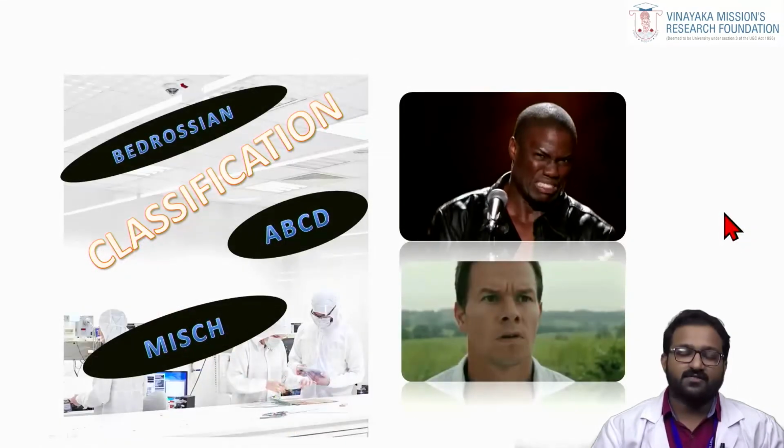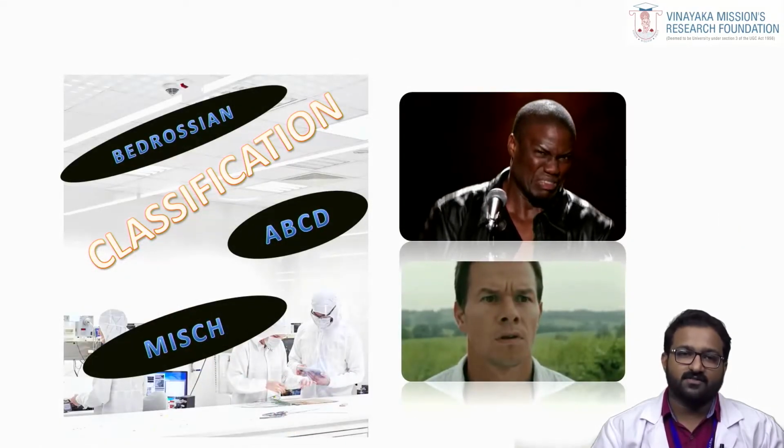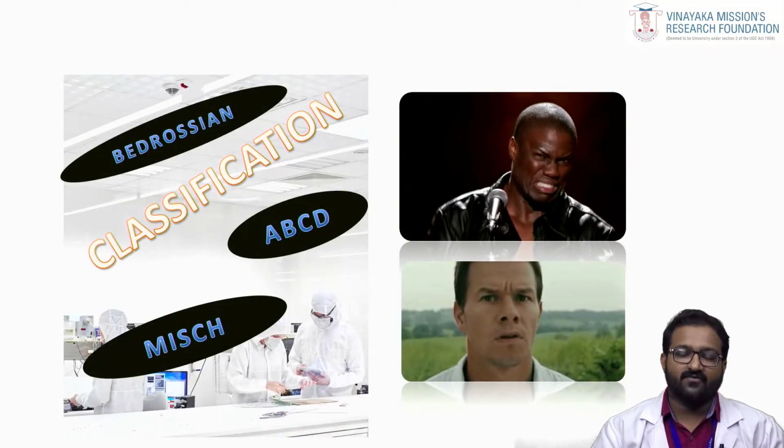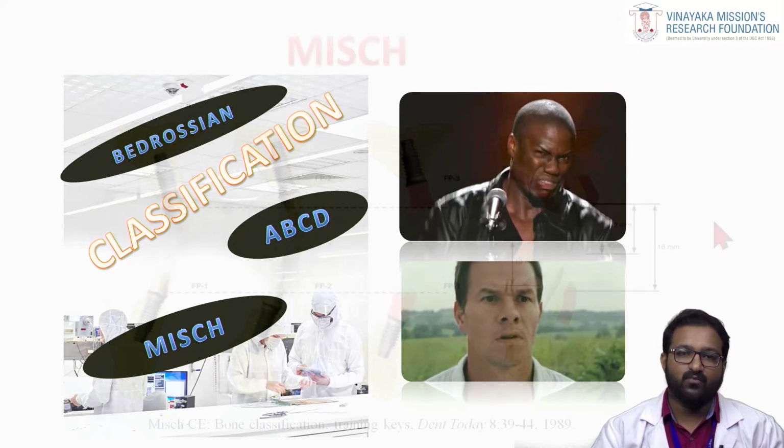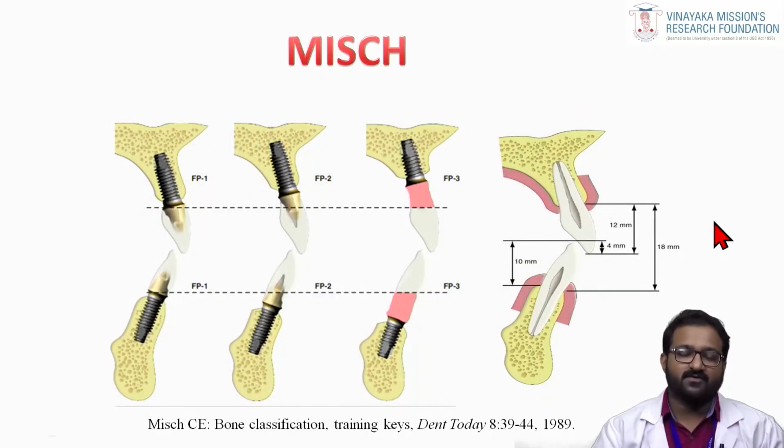So coming on to the classification of implant prosthesis, there are different classifications for implant prosthetics such as the Misch classification, the ABCD classification, and then the Bedrosian classification. We will be seeing them one by one. So coming on to the Misch classification of implant prosthesis. Misch classified different prostheses according to the available bone.